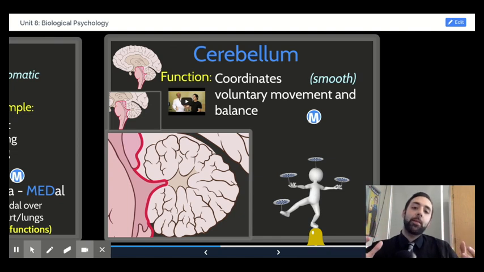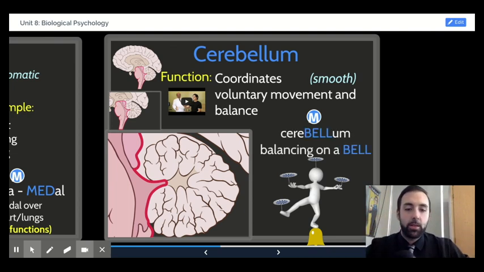We can denote damage to the cerebellum because someone would be walking and they would sort of be tipping over to one side. That would indicate damage to the cerebellum. When we look at the word cerebellum, to me, the word bell stands out. The reason why I think that's a useful mnemonic is if you were to balance on a bell, so if you were to one leg balance on a bell, you would need considerable functionality of your cerebellum.